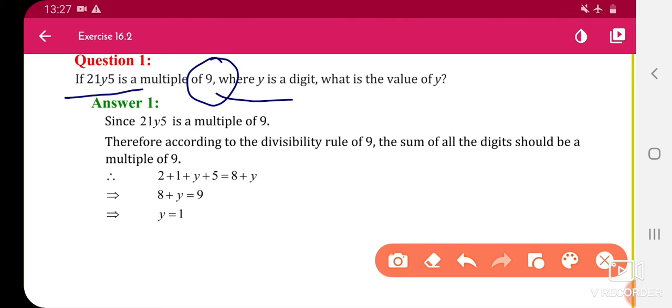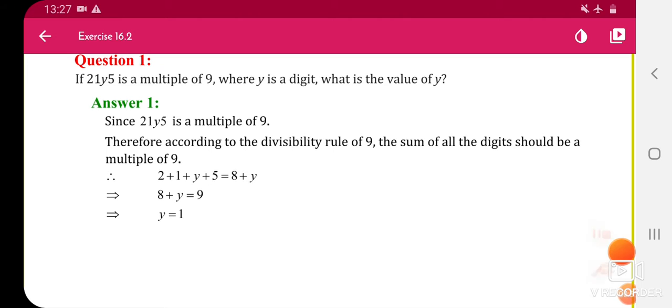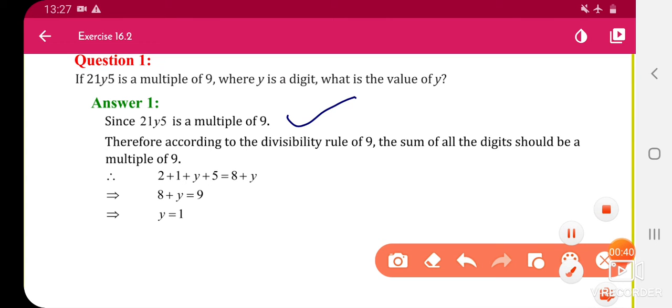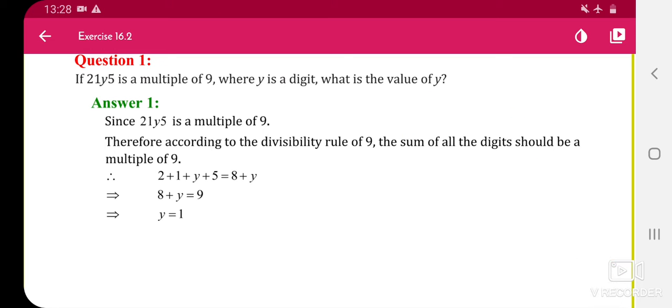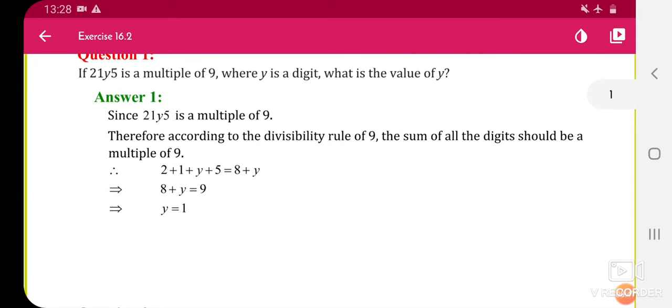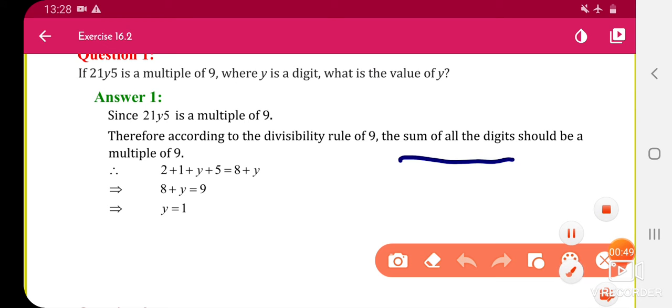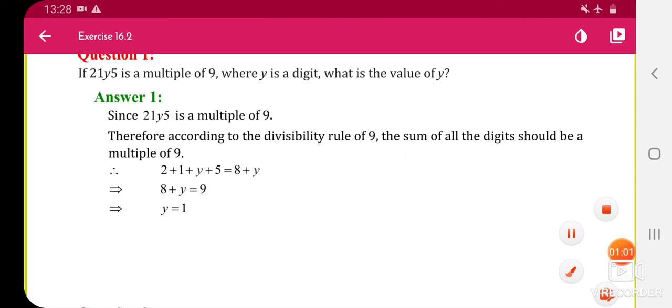So firstly we need to know the divisibility rule of 9. Since 21y5 is a multiple of 9, according to the divisibility rule of 9 the sum of all digits should be a multiple of 9. We should know the divisibility rule of 9: the sum of all the digits has to come in the 9 table.